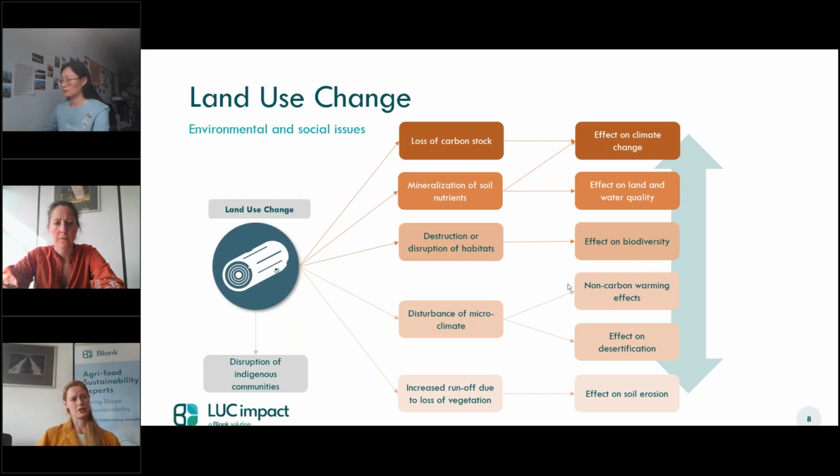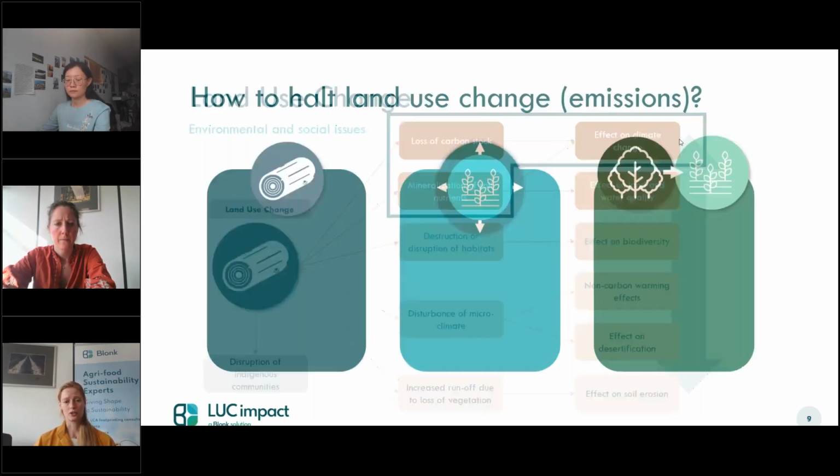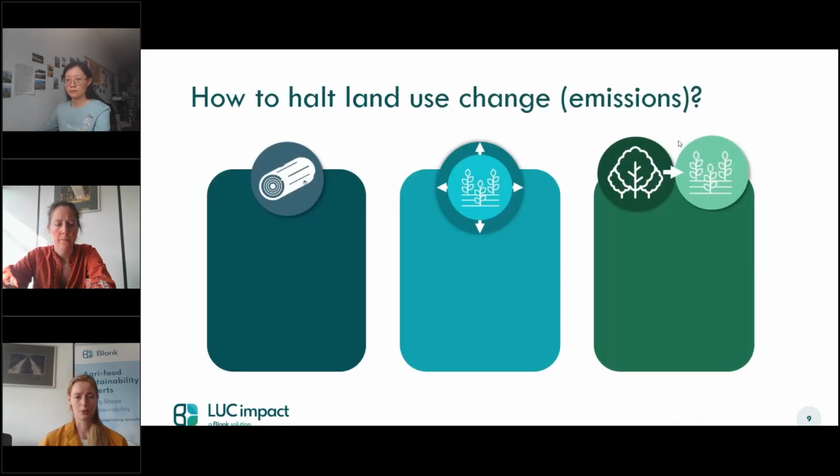So this leads us to the next question, or well, first maybe to highlight what is the focus area of this webinar, and that's mainly about the effects on climate change. So when we're talking about land use change emissions, then we're actually scoping only around these effects on climate change, both from CO2 but also from other greenhouse gases. And then this brings us to the question, how do we halt this? How do we stop this? Both the land conversion, so the land use change, but also the emissions that occur from it.